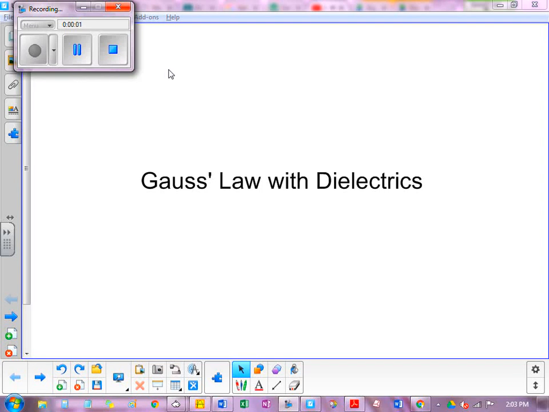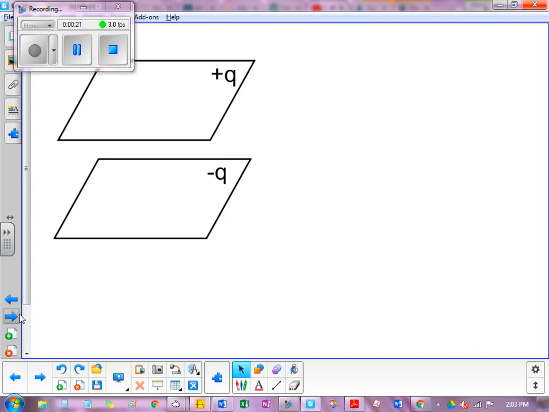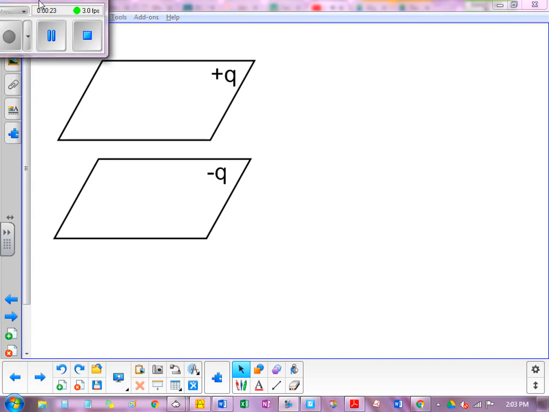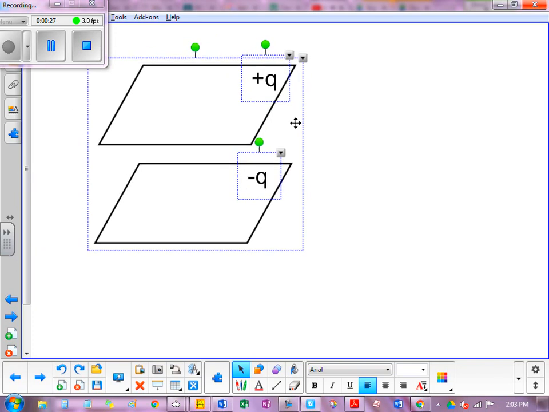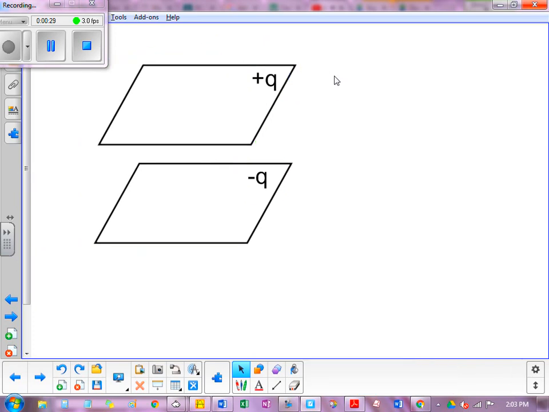Okay. So welcome to our last concept lesson for the chapter, and this is Gauss's law with dielectrics. We've already learned Gauss's law, but honestly, most of nature is not in a vacuum. So maybe it's time to discuss the real Gauss's law. Okay, so we'll start with just a simple parallel plate capacitor. We're going to review Gauss's law before we try to refresh it and upgrade it.